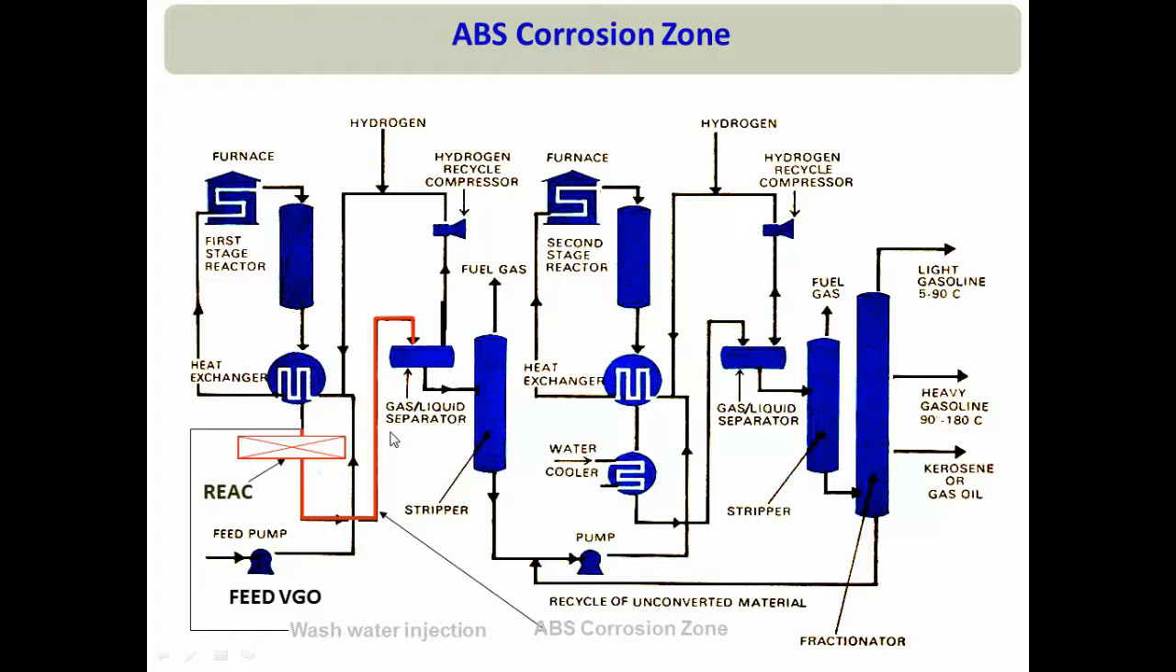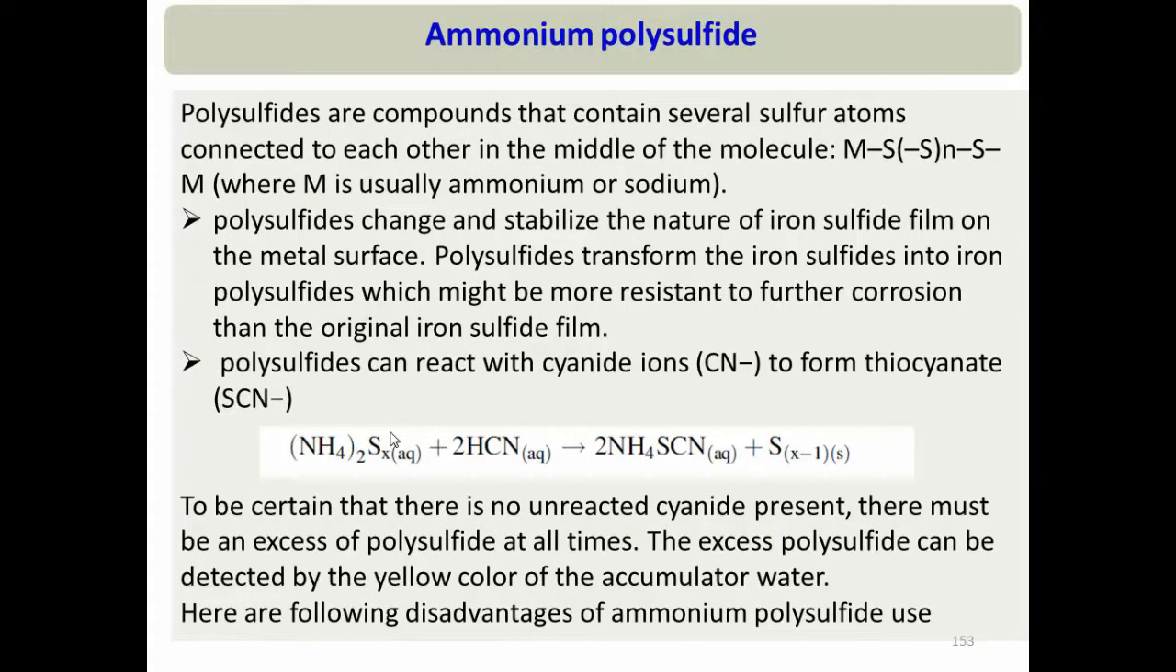Now let us talk about ammonium bisulfide corrosion in FCC in particular. We have seen that in the FCC reactor, hydrogen cyanide may form, and that creates a problem because it destroys the passive layer. Because of that, in the water wash we add ammonium polysulfide. Now what is ammonium polysulfide?